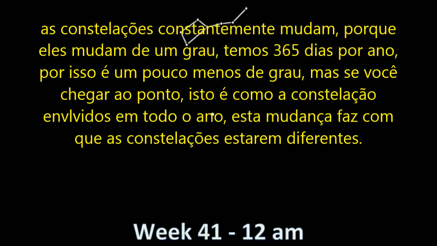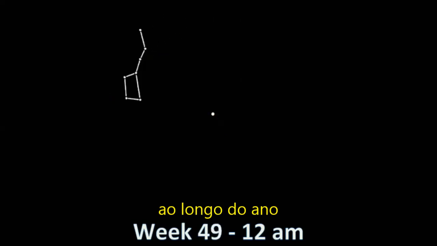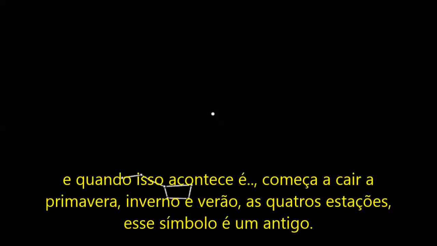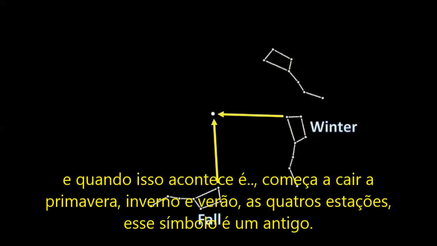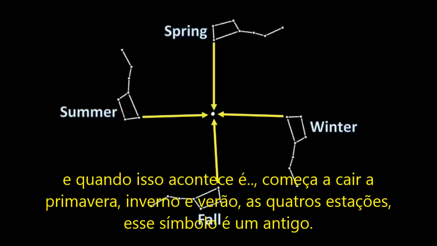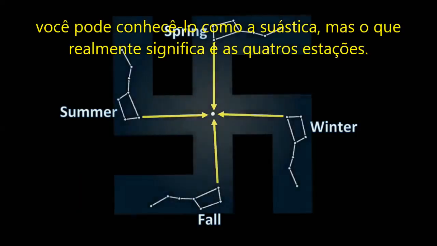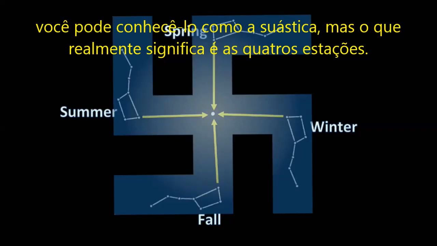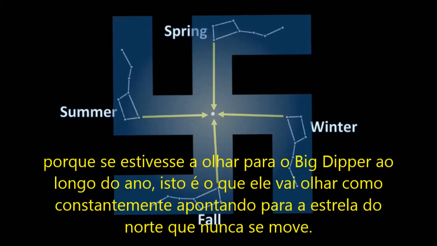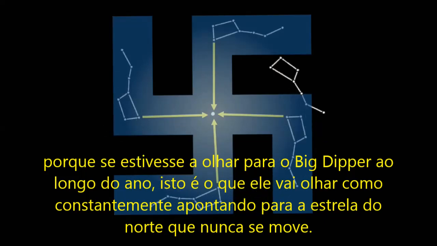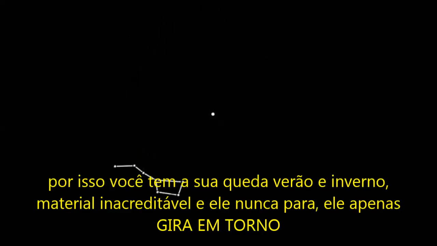This is how the constellations shift throughout the year. And this shift causes the constellations to be in a different spot throughout the year. And when this happens, you get fall, winter, spring, and summer. The 4 seasons. This symbol is an ancient symbol. You might know it as the swastika, but what it really means is the 4 seasons, because if you were to look at the Big Dipper throughout the year, this is what it's going to look like. Constantly pointing to the North Star, which never moves. So you got your spring, summer, fall, and winter. Unbelievable stuff. And it never stops.